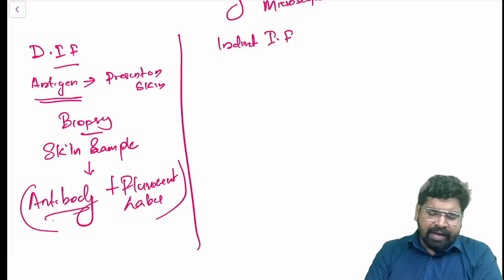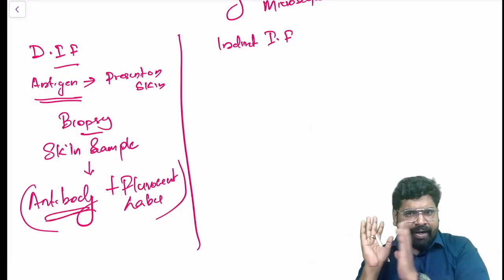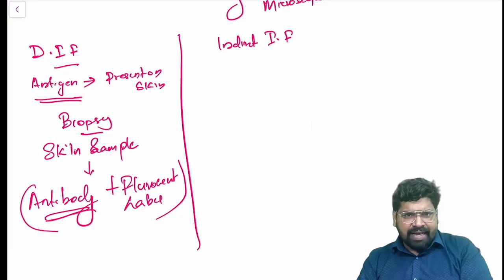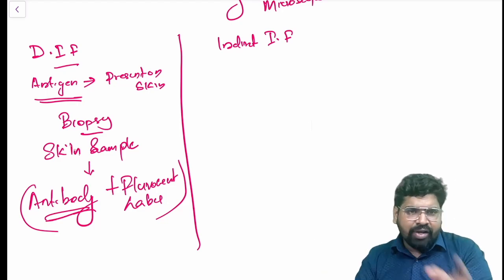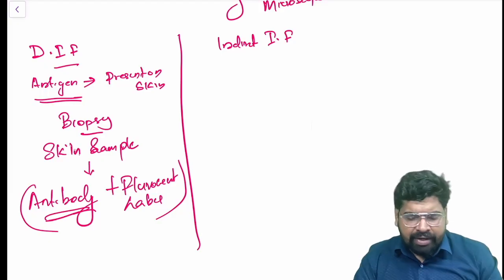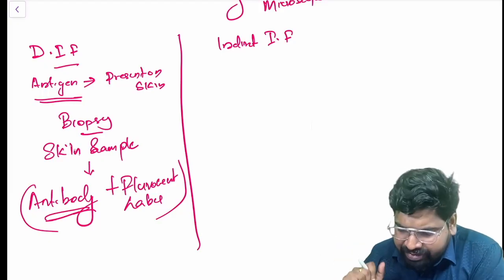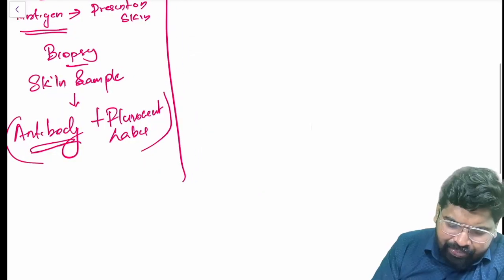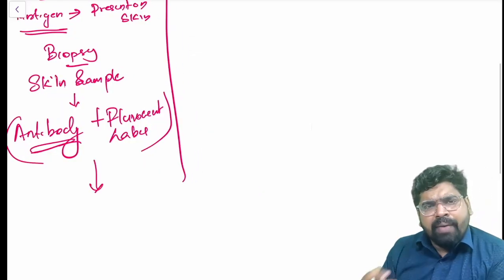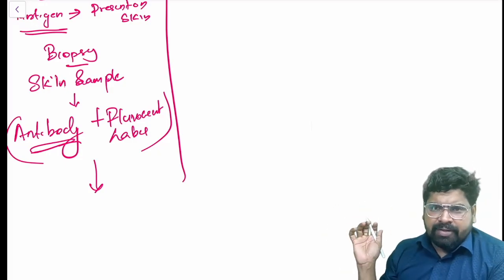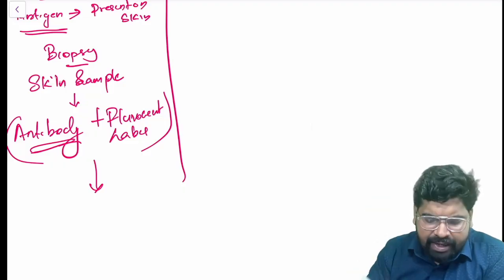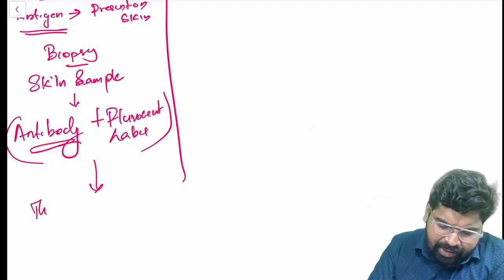Now, what is this antibody? I bought this antibody from the market, and it will tell whether this patient has pemphigus or pemphigoid. The antibody differs, you know, because the antigenic target differs, right? So I put this on, and what happens? It will go and bind to the antigen. This antibody will go and bind to the antigen.